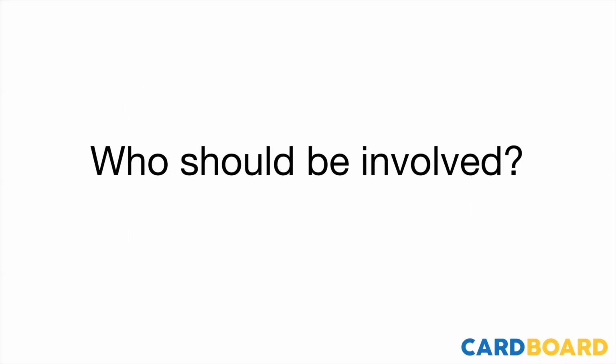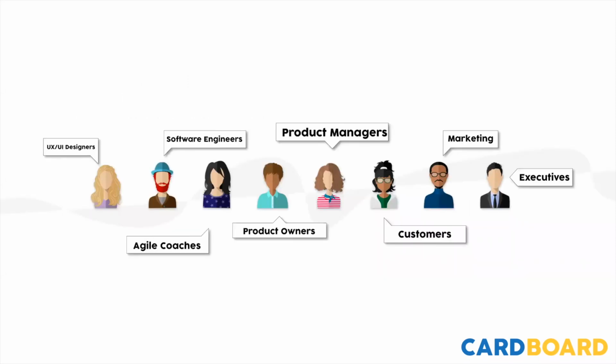Who should be involved? That's a good question. I see we have tens of thousands of users on Cardboard, and I see people who do the user story map by themselves, and I see people who do it in sessions with a group of people. I think the sweet spot is 3 to 5 people. If you get more than 5, it just bogs the team down a little bit. It doesn't flow as well if you have too many people and too many voices involved.